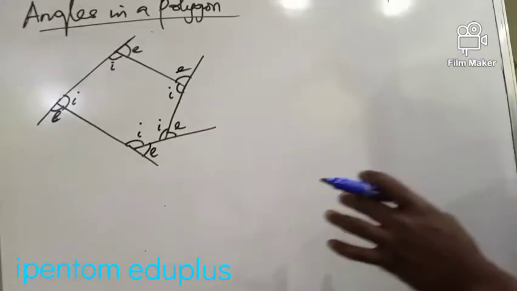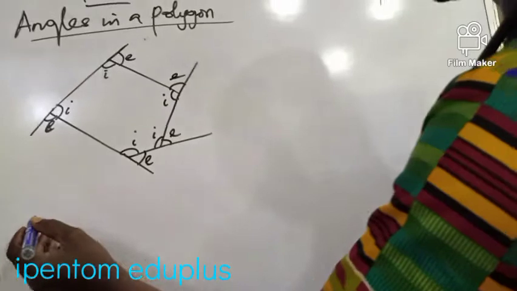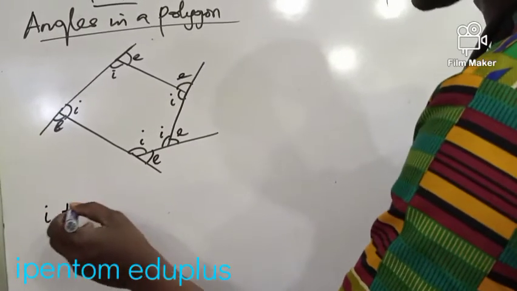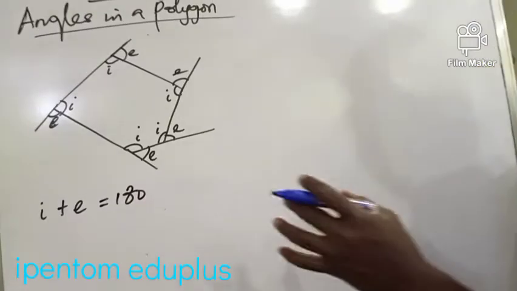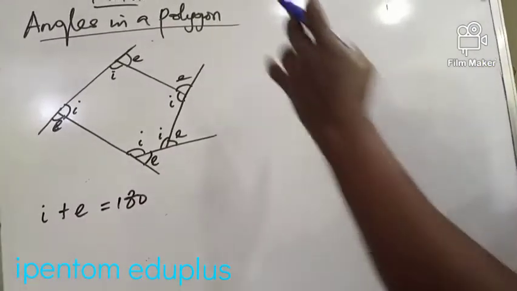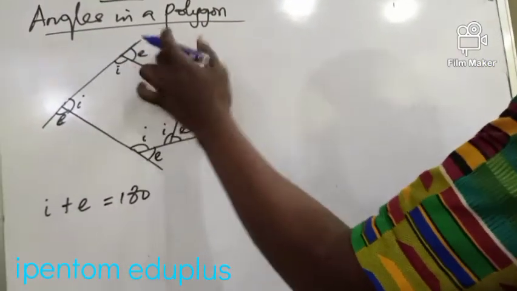One thing I want us to understand here is that the interior angle plus the exterior angle will be equal to 180, because if you look at the figure, you realize that the interior angle and the exterior angle are on a straight line.